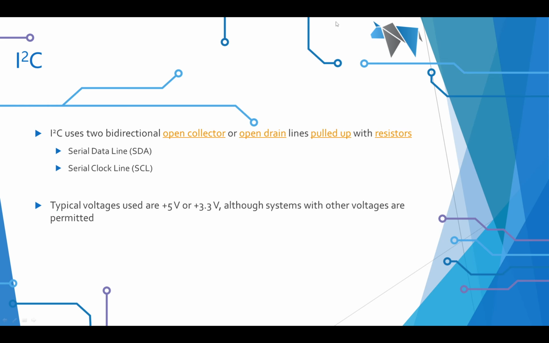So in recap, I²C uses two lines, a data line and a clock line, SDA and SCL, and they're open collector, open drain. So they're allowed to float upwards because they're pulled up with resistors. Typically operating at 5 volts or 3.3 volts. I'm going to run at 3.3.